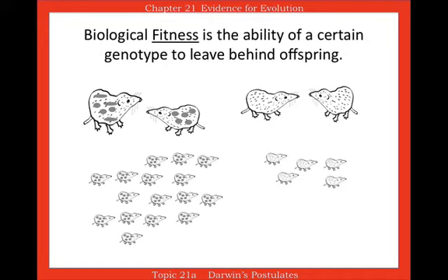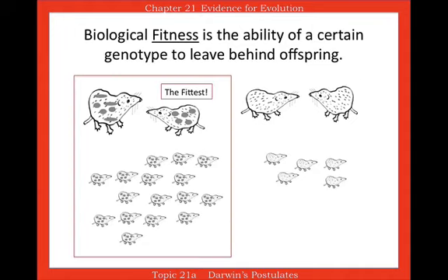One term that's used to describe this is called biological fitness. Biological fitness is the ability of a certain genotype to leave behind offspring. The shrews on the left have the most offspring and are considered the fittest.